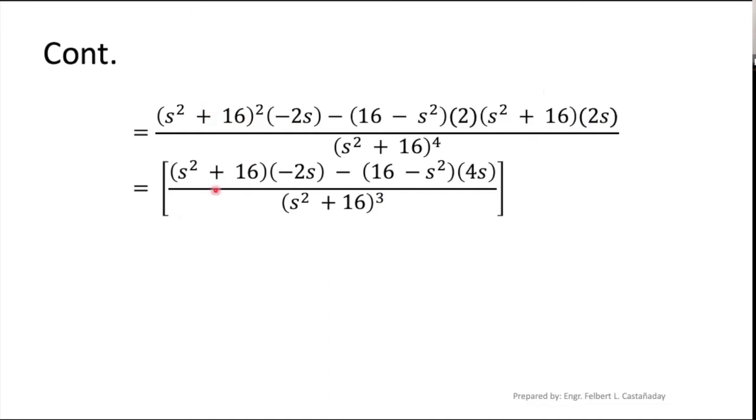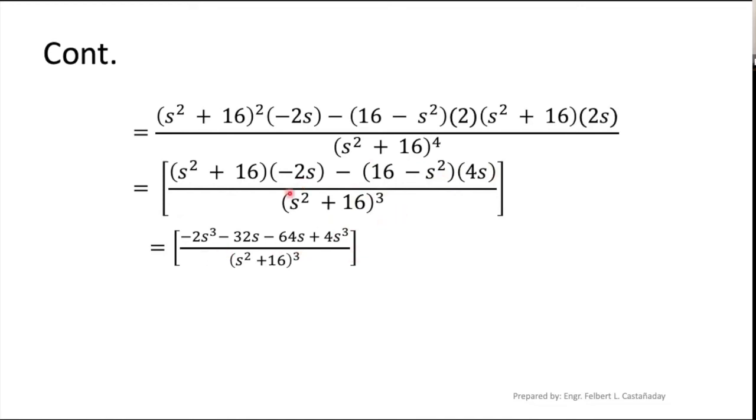So we still have one here, s squared plus 16 multiplied by minus 2s. And then the second term, you have 16 minus s squared. Here we have 2 times 2s. The result is 4s. Now distribute or expand this one, then combine like terms. So firstly, minus 2s times s squared is minus 2s cubed. 16 times minus 2s is minus 32s. 4s times negative 16 is minus 64s. Negative times negative is positive, s squared times 4s, we have 4s cubed.